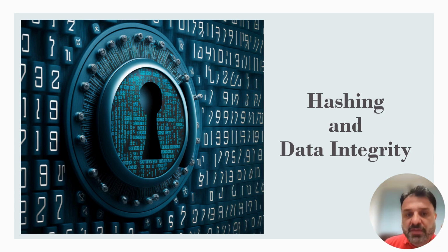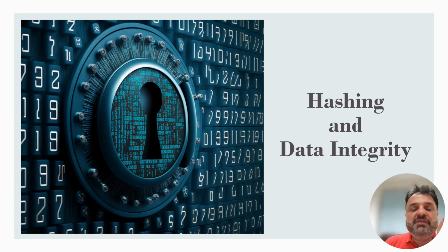How does hashing work? For example, input any size of data, a 1 kilobyte file or a 1 gigabyte file. The hashing algorithm processes the data and outputs a fixed length hash value, for example 256 bits for SHA-256. So for example, the hash value for "hello" using SHA-256 is 2CF24DBA and so on until 256 bits.